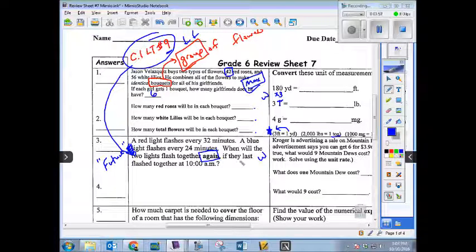Okay, so the big key here is, though, notice what the question is asking. It's not asking for what the answer is. It's looking for the answer when. When will the 2 lights flash together again? So if they both flash at 10, you're going to have to calculate and figure out the time.